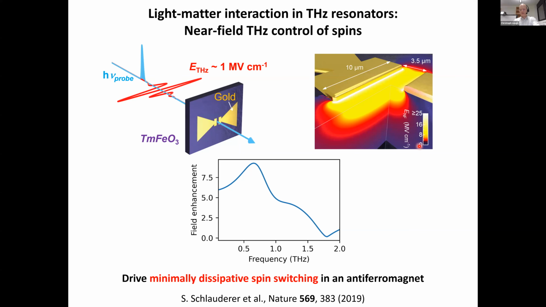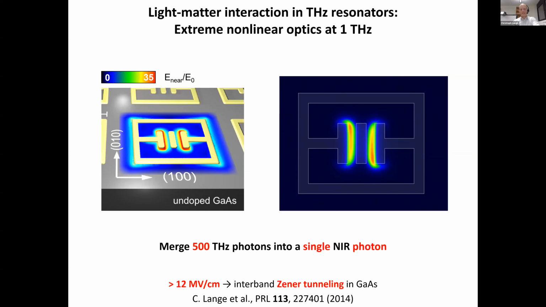by more than a factor of 20, and to achieve very strong fields in the center of this resonator of up to 25 megavolts per centimeter, which are then sufficient to actually control spins on the timescale of their oscillation cycle. The second example is related to tunneling, interband Zener tunneling, actually in a semiconductor, gallium arsenide, where the resonator also enhances the field locally and drives this process in which up to 500 terahertz photons are upconverted to a single near-infrared photon, showing you the extreme nonlinearity that this process brings.